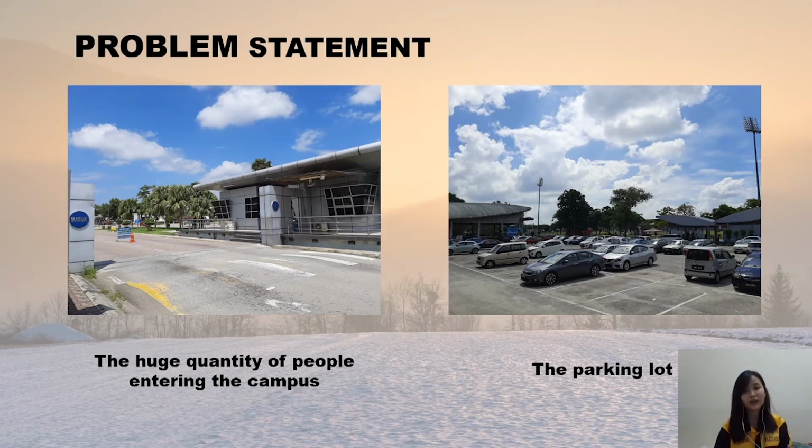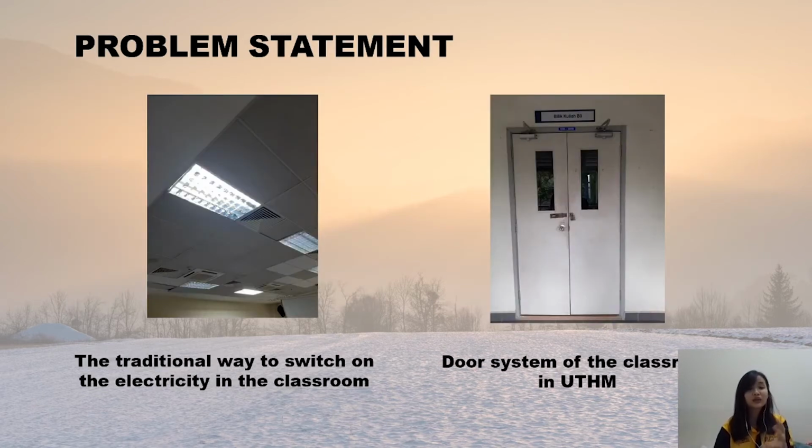The second one is the parking lot. The parking lot behind the ATM has no shade, so students, staff, and lecturers are directly exposed to the sunlight. Therefore, we think that to become a smart campus, we can make some difference on that. And next is the traditional way to switch on the electricity in the classroom, including the light and air conditioner. Sometimes students have classes without the light and air conditioner because maybe the technician is sick or has to leave for some emergency, so that is very inconvenient.